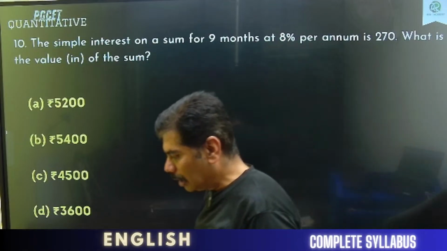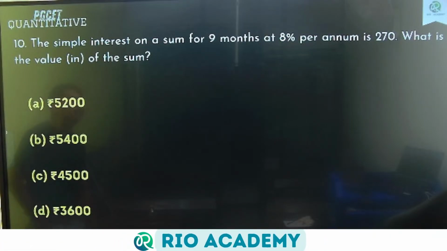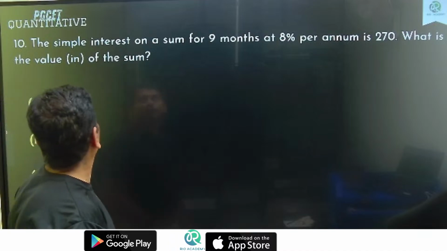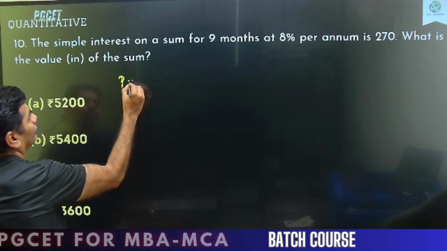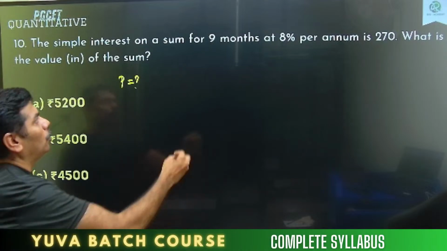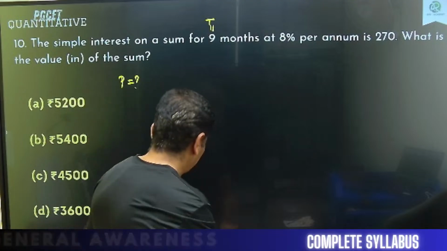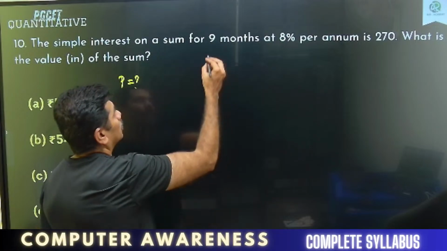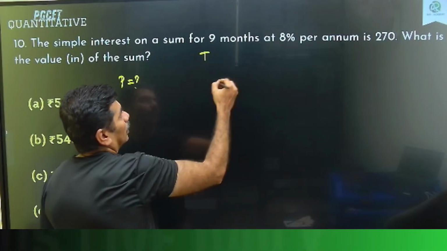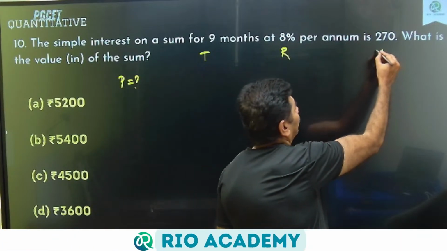All right, now check this. The simple interest on a sum for 9 months at 8% per annum is 270. What is the value of the sum? That means you don't know P, you know T, so this is T, and this is R and this is I.